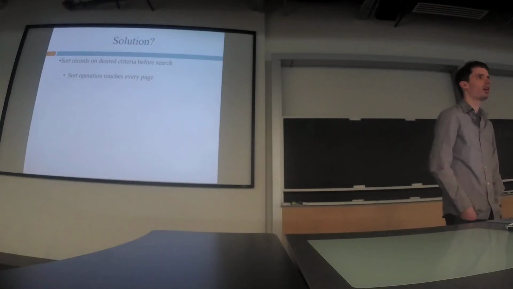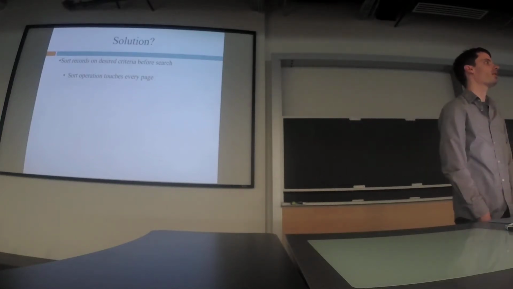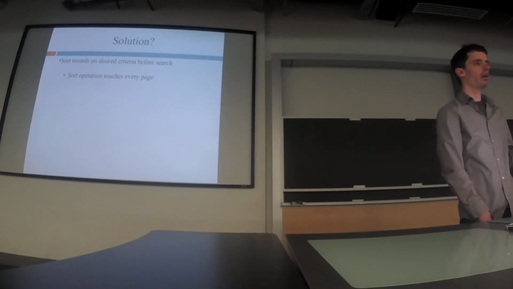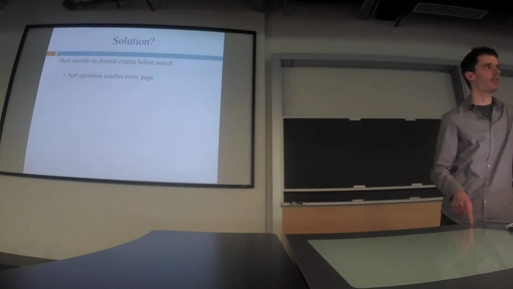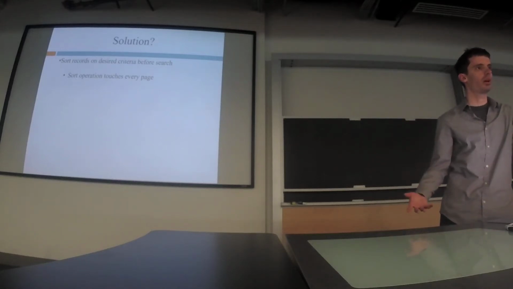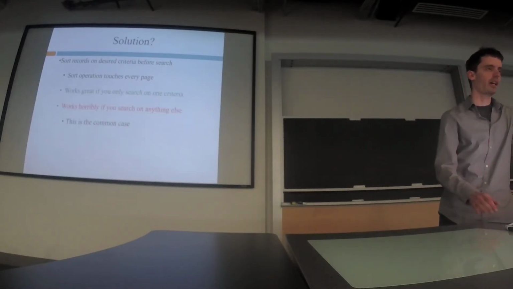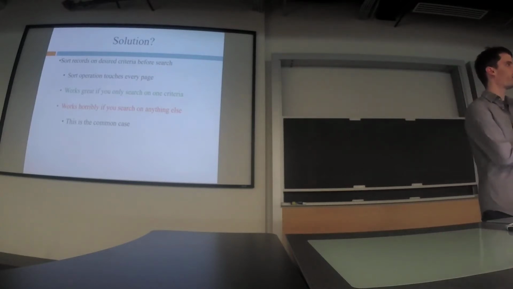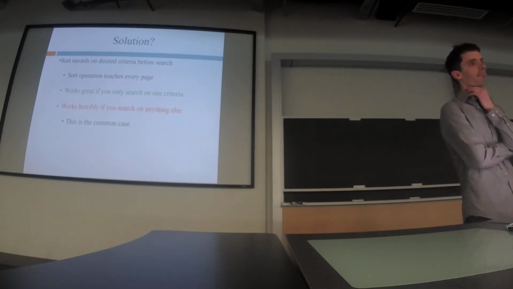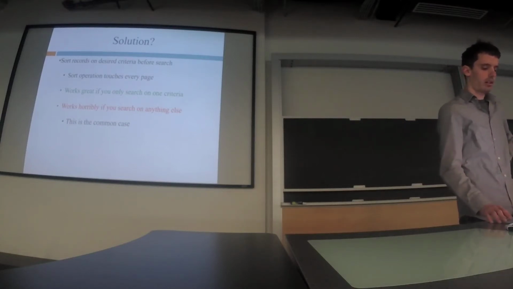So another solution: sort the database based on whatever the query is you want to run. The sort operation requires touching every single page. Can't get around that. But if you pay that high cost once, then you can do those queries quickly. But that only works for one kind of query. What about if I want to select based on some other column? So neither of those really work.